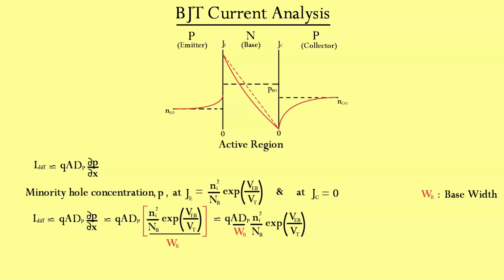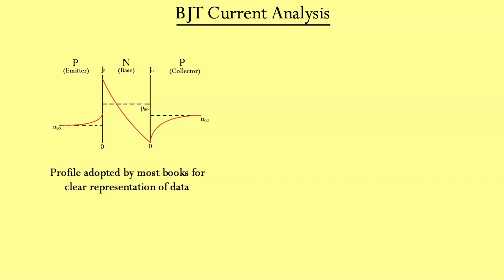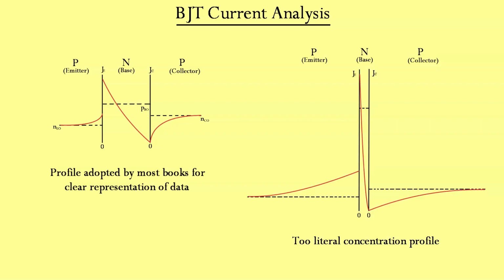The thing is, the concentration profile which we see is meant for clear representation of data. But if we take it too literally, then it would look like this. Obviously, such concentration profiles are not preferred for proper representation of data, but you can clearly observe the gradient of the base is very large compared to the gradients of the emitter and collector.